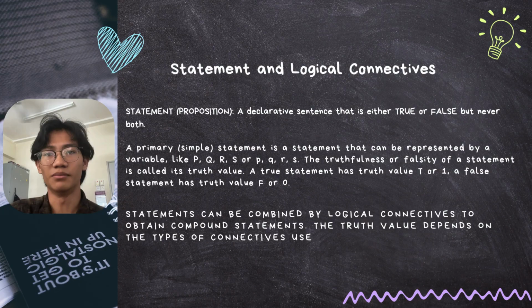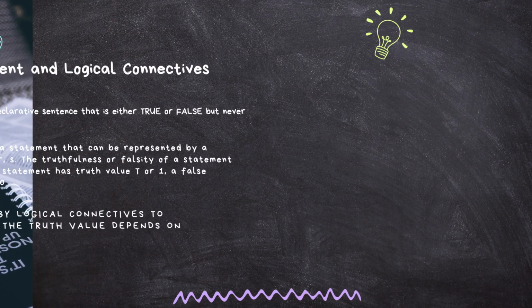A primary statement is a statement that can be represented by a variable, for example, P, Q, R, S, or their lowercase counterpart. The truthfulness or falsity of a statement is called its truth value. A true statement has truth value T or 1, whereas a false statement has truth value F or 0. Statements can be combined by logical connectives to obtain compound statements. The truth value depends on the type of connectives used.